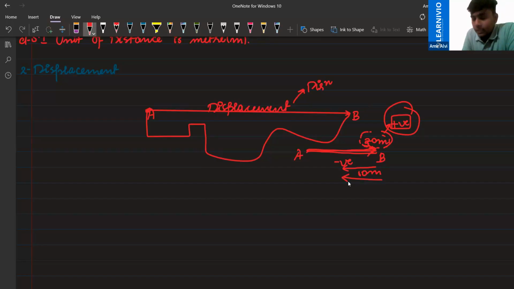Yes, sir. That's good. And let me tell you one thing: what does the negative sign and the positive sign mean? The negative sign only shows the opposite direction of the motion.